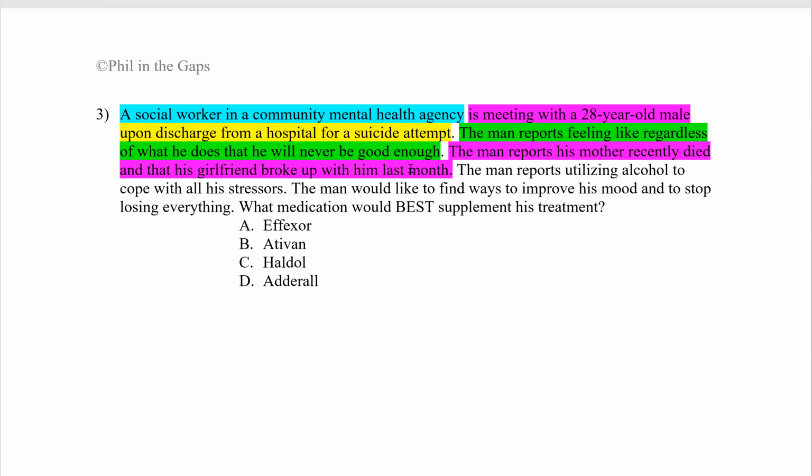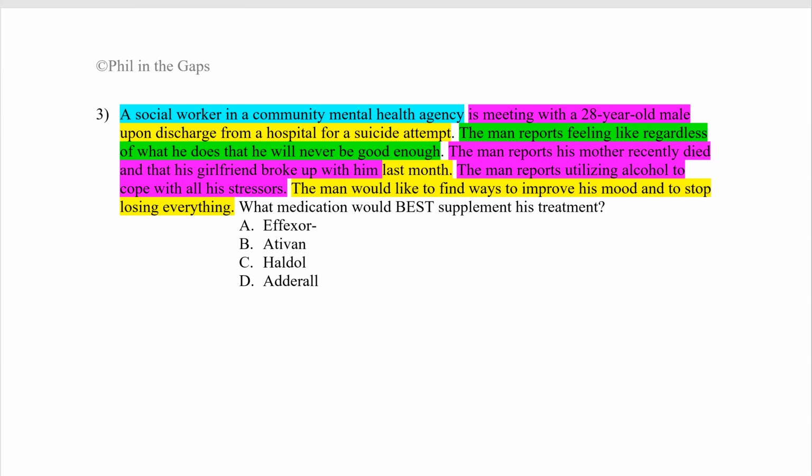The man reports his mother recently died and that his girlfriend broke up with him last month. Any length of time, hop on top of it because it helps paint the picture of what we're looking at. So last month, both of those events happened. The man reports utilizing alcohol to cope with all of his stressors. So alcohol is his main coping skill. And the man would like to find ways to improve his mood and to stop losing everything. What medication would best supplement his treatment?